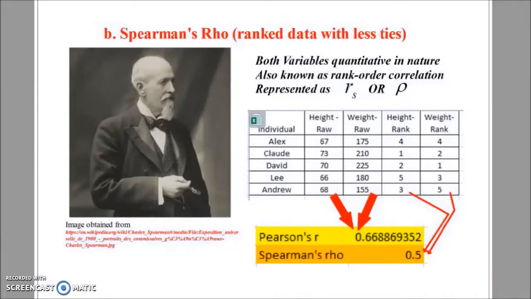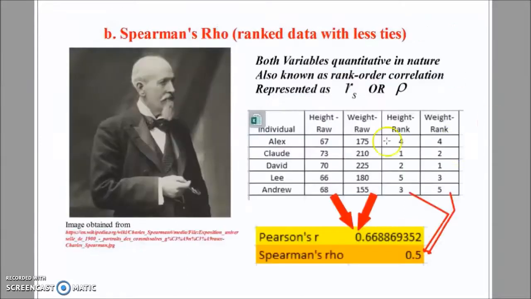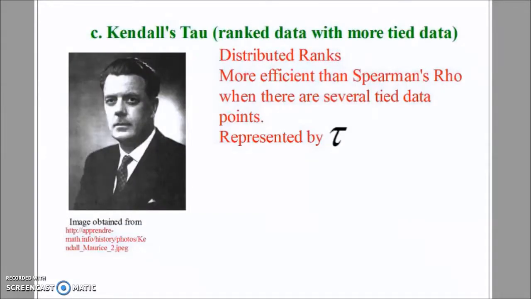Once again, both variables have to be quantitative, so that means it has to be a raw score, interval, or ratio. The next one is the Kendall's tau, which is very similar to the Spearman's rho. But here, what the Kendall's tau does is, what if there are 3 or 4 people who have the same weight? So that means all of them would have the same tie. So it takes into account the ties of the several tied data points.